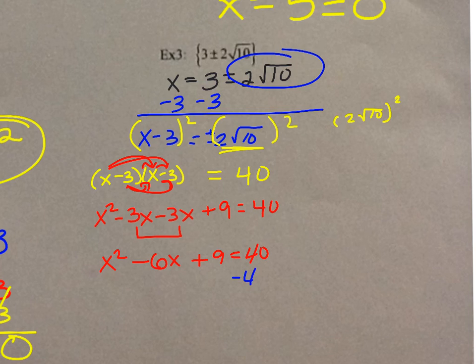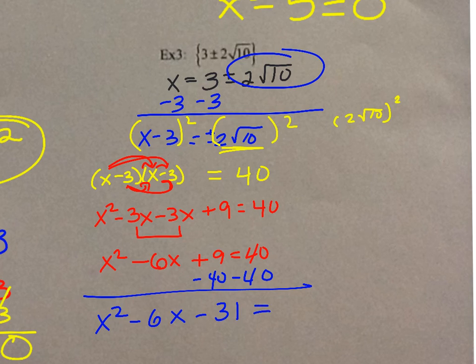Minus 40 from both sides because we want it to equal 0. x squared minus 6x, 9 minus 40 is negative 31, equals 0. Final answer. All right, so that's it, and we'll practice more in class tomorrow.